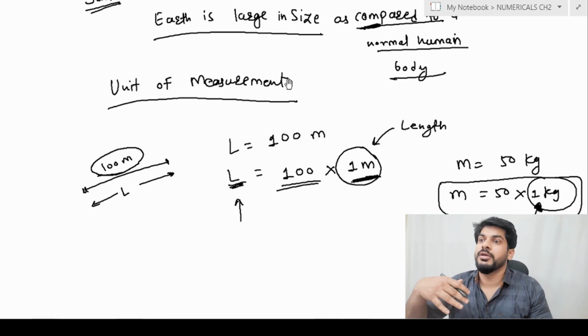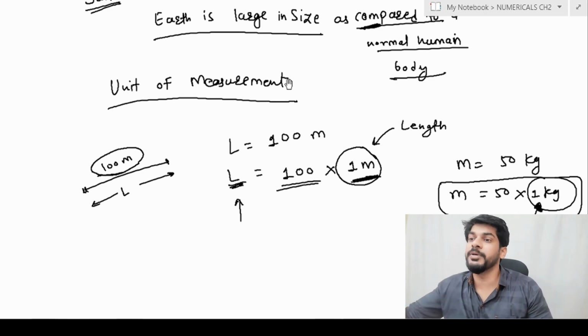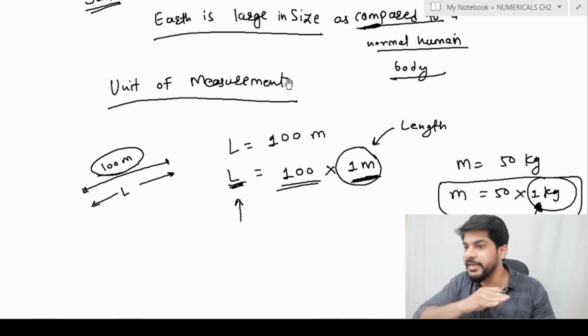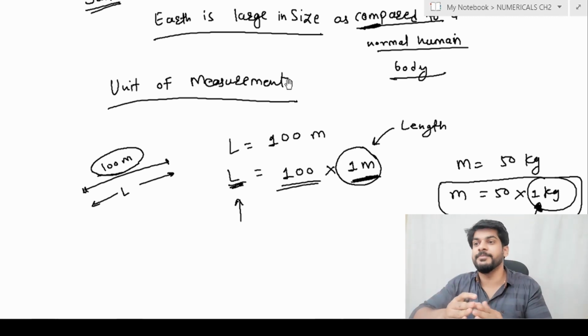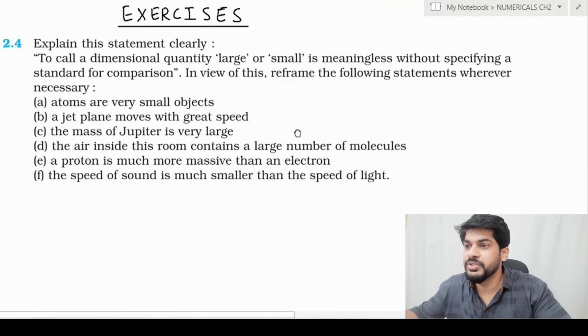In comparison to a small child, my height is definitely large. But when I compare myself with some other people, like the Great Khali, for example, he is 7 foot, definitely in comparison to him, my height is less. So again, I required some standard for comparison to compare my height. Nothing is small, nothing is big. So to call a dimensional quantity large or small is meaningless without specifying a standard for comparison. You require some standard for comparison.